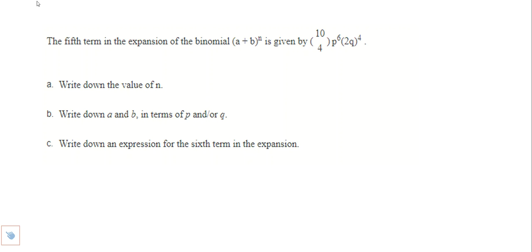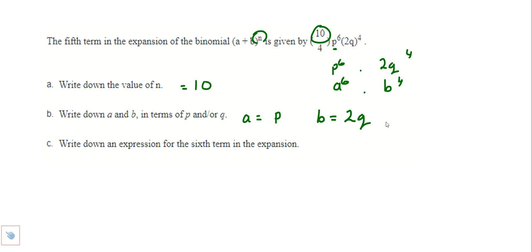So just to go through it again, sorry. The value of n is the overall expansion, so we get that using this number. So n is 10. P and Q, well, it's p to the power of 6 times 2q to the power of 4, so that would be a and b, right? So a is a to the power of 6 and b to the power of 4. So that's a is p and b is 2q.